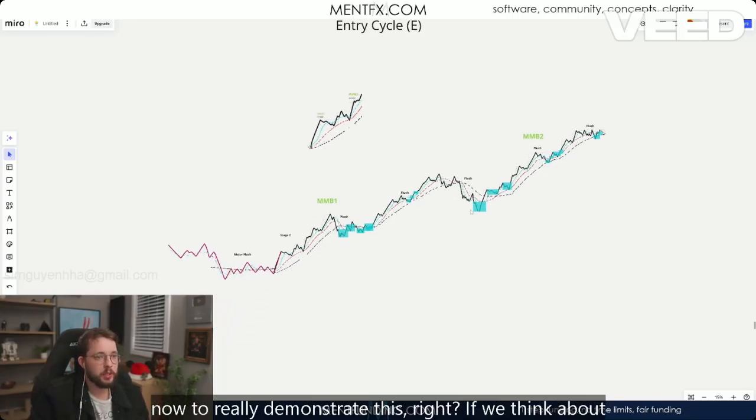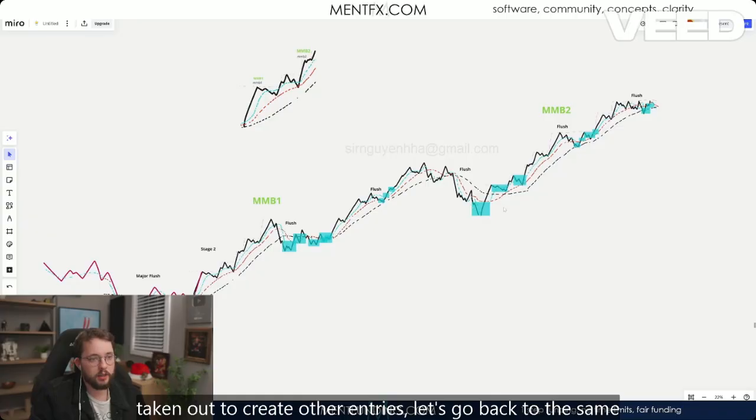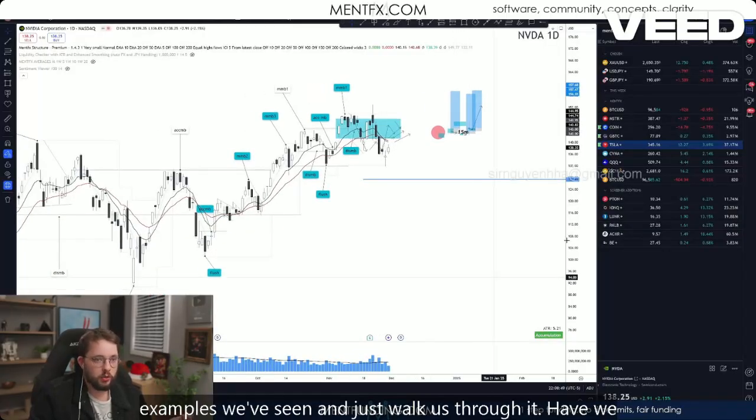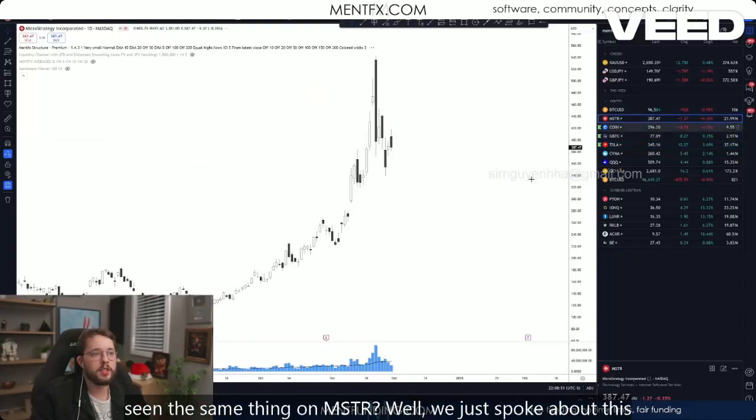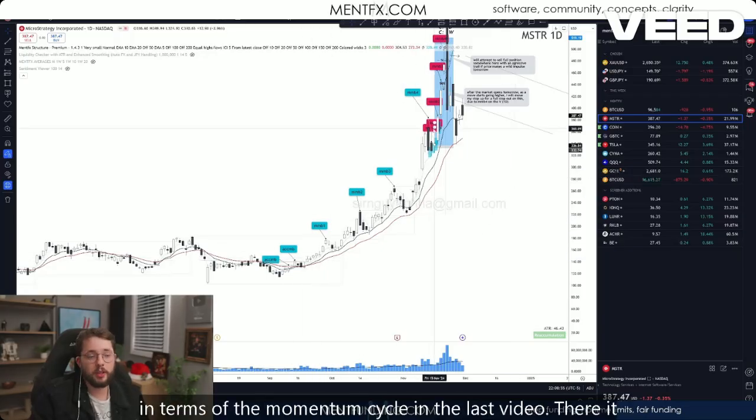And now to really demonstrate this, if we think about this actual move here in terms of how it provided entries, how there might have been more entries that might have gotten taken out to create other entries, let's go back to the same examples we've seen and just walk through it. Have we seen the same thing on MSTR? Well, we just spoke about this in terms of the momentum cycle in the last video.